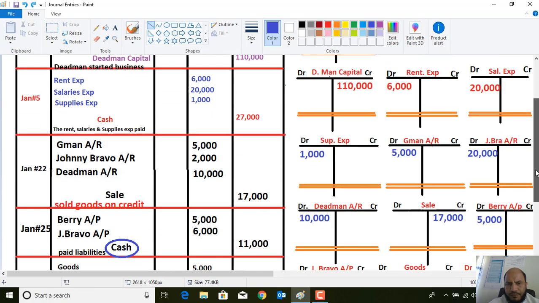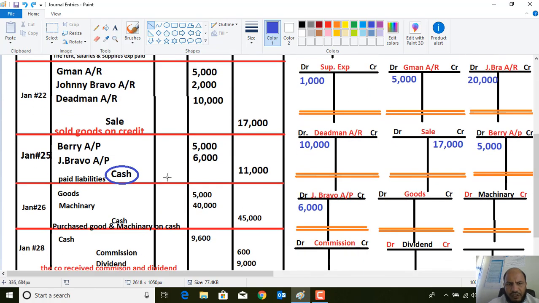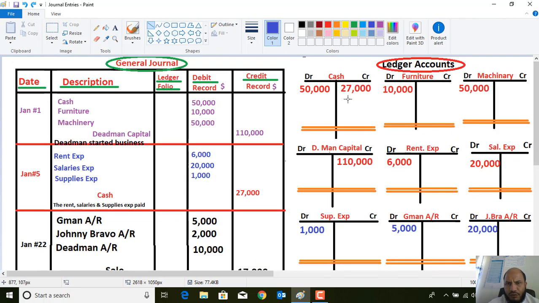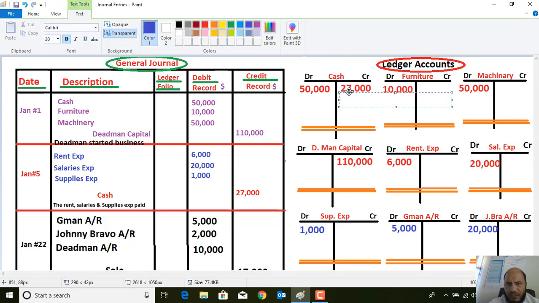So cash is at the credit side and it is 11,000. So I will go to the cash ledger. This is the cash ledger, and I will write down 11,000 over here as a credit account.